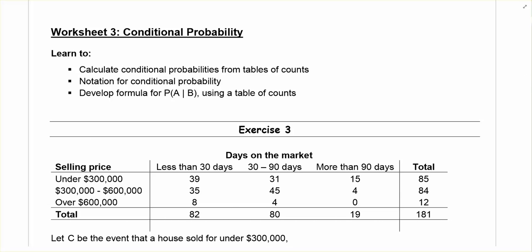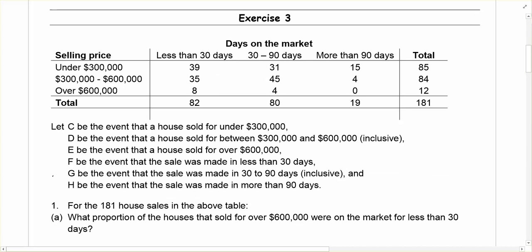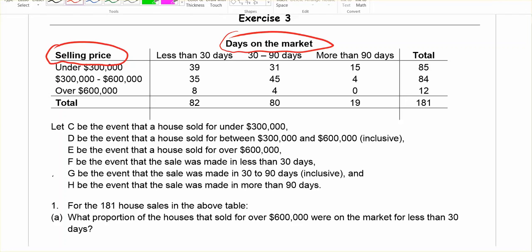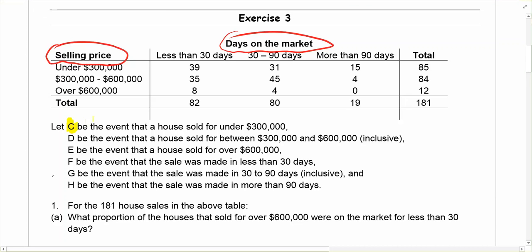The example we're going to use is about houses being sold. We've got two things we're finding out about these houses. Firstly, what they sold for, and secondly, how long they were on the market before they got snapped up by a buyer. We've got a bunch of letters to use for short: C represents houses that sold for under $300,000, and D for houses that sold between $300,000 and $600,000, etc., just to save us time.